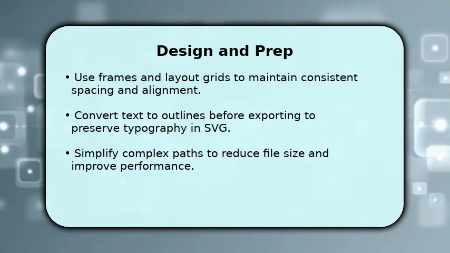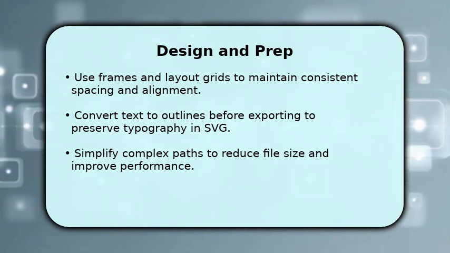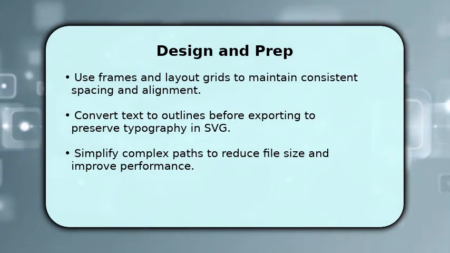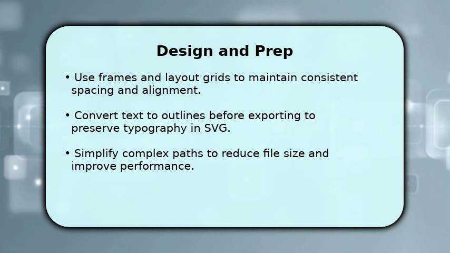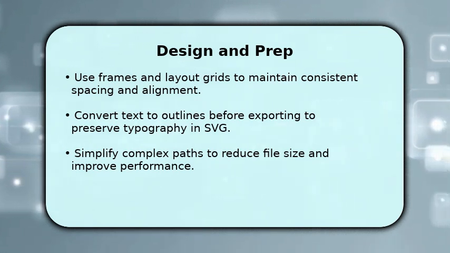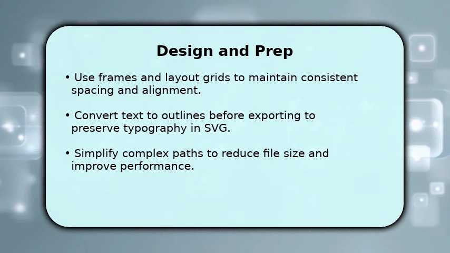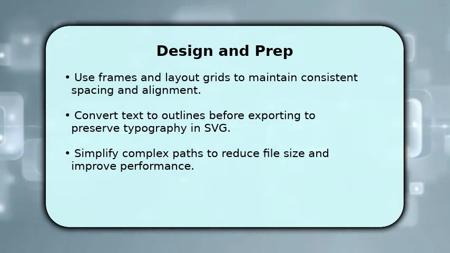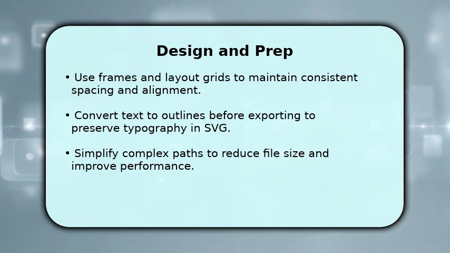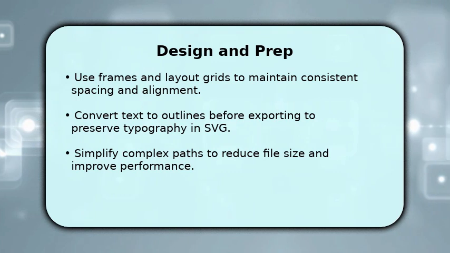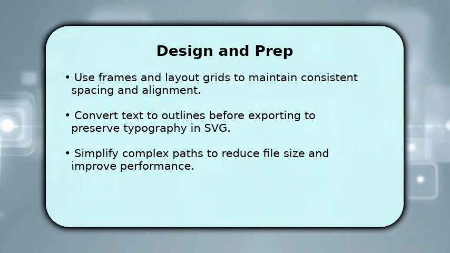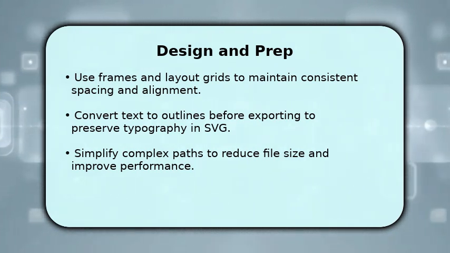Begin by organizing your file structure and using frames for each icon or asset you plan to export. Convert any text to outlines to prevent font mismatches and simplify redundant anchor points to keep the SVG lightweight. Apply consistent stroke widths and consider using strokes inside shapes to avoid alignment shifts. Preview your design at multiple scales to confirm clarity and prepare separate assets for different use cases.